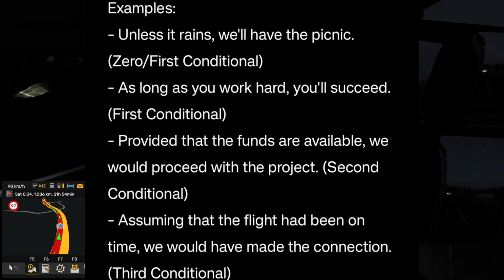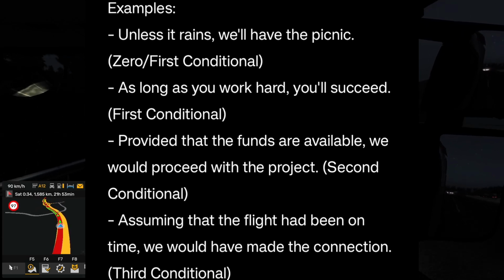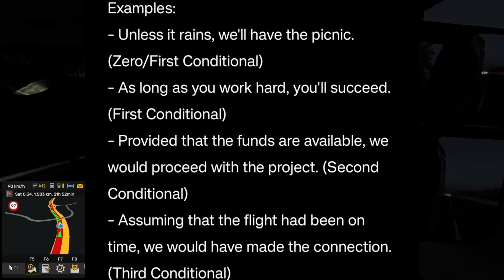Examples. Unless it rains, we'll have the picnic. Zero/first conditional. As long as you work hard, you'll succeed. First conditional.